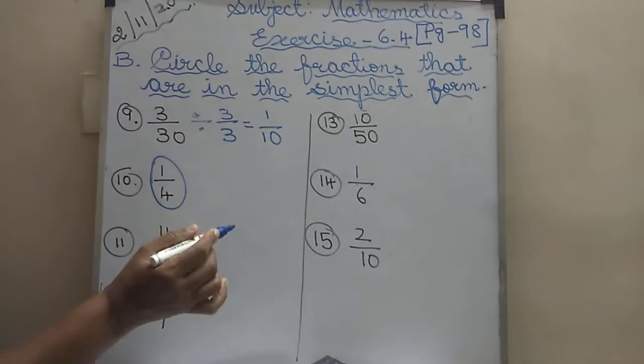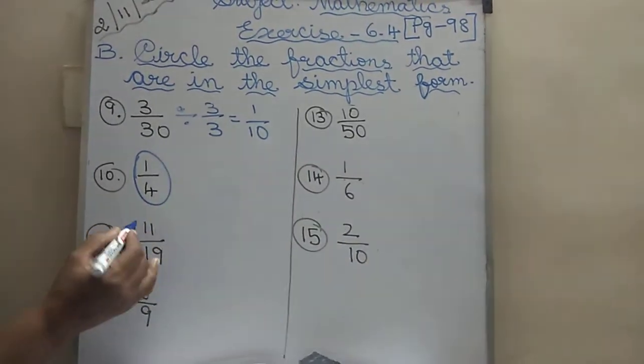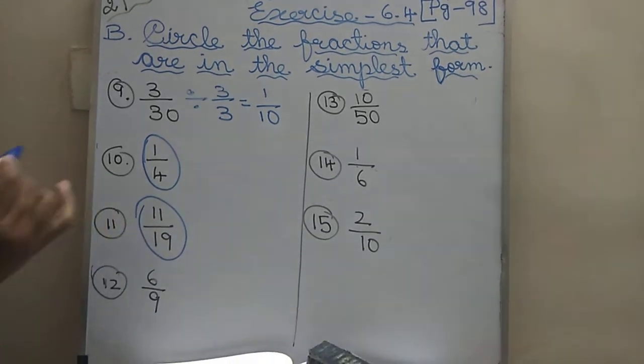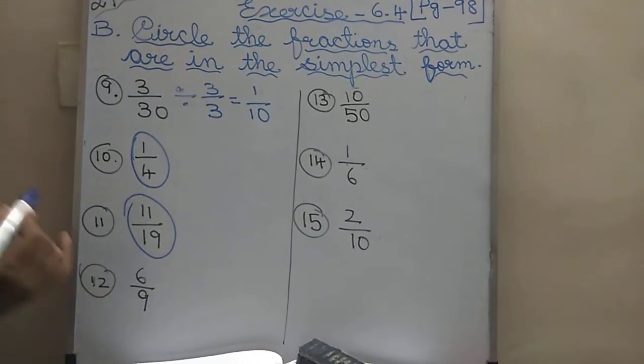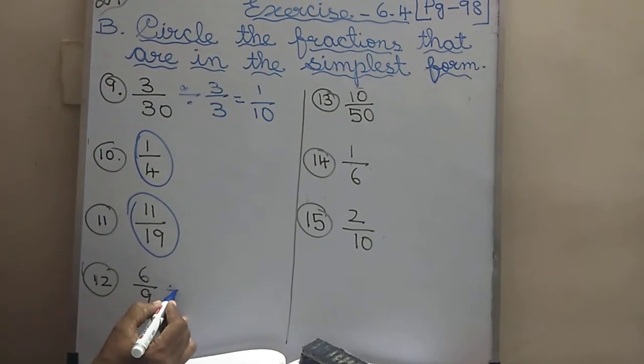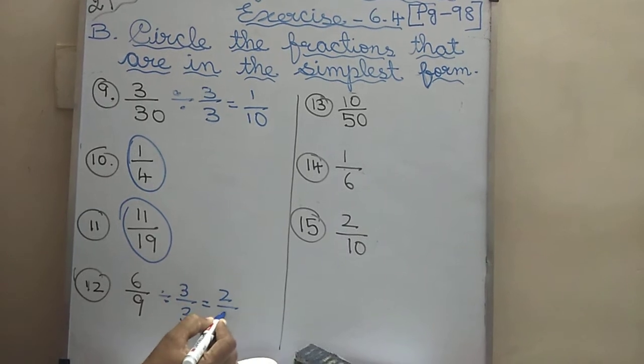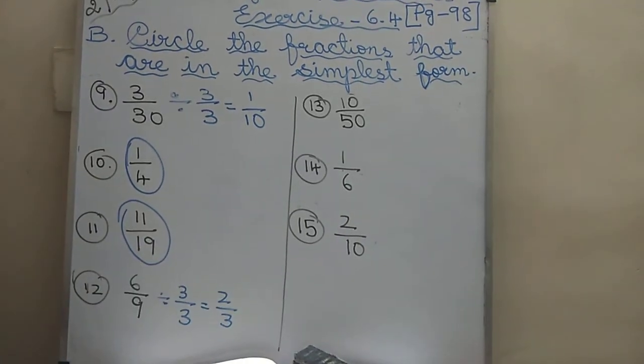See, 11 means it goes in the 11 table, 19 means it goes in the 19th table. So you can't divide it further. So this is also the simplest form. And then 6 by 9. 6 by 9 goes in the 3 table, it's in the children. So 3 by 3. So what will the answer be? 2 by 3. 2 by 3.